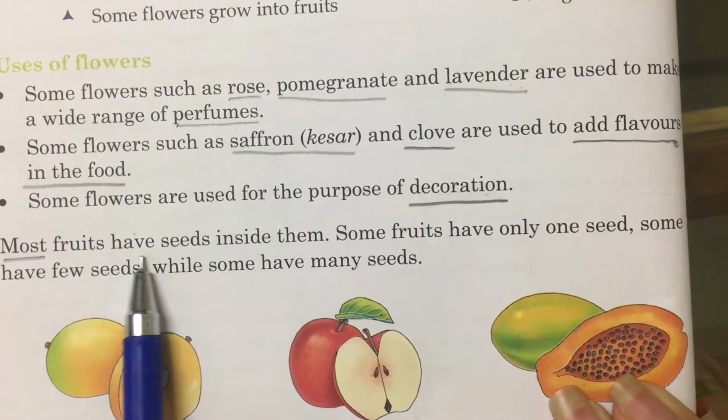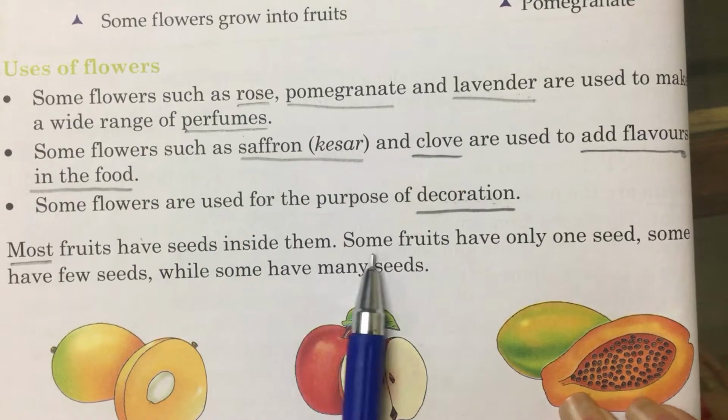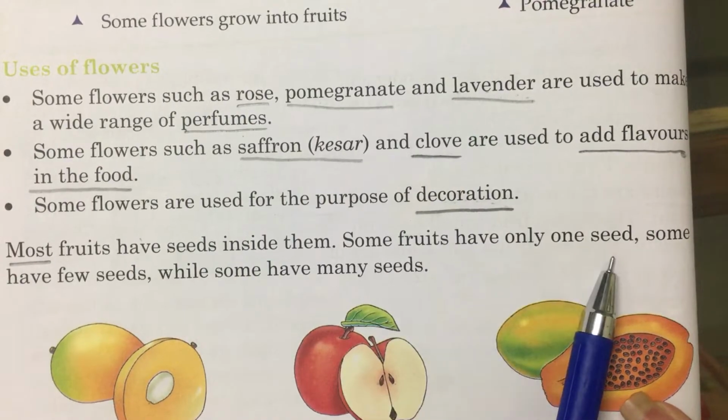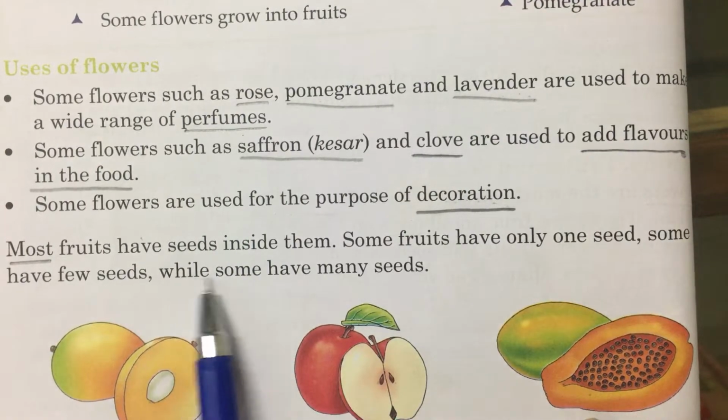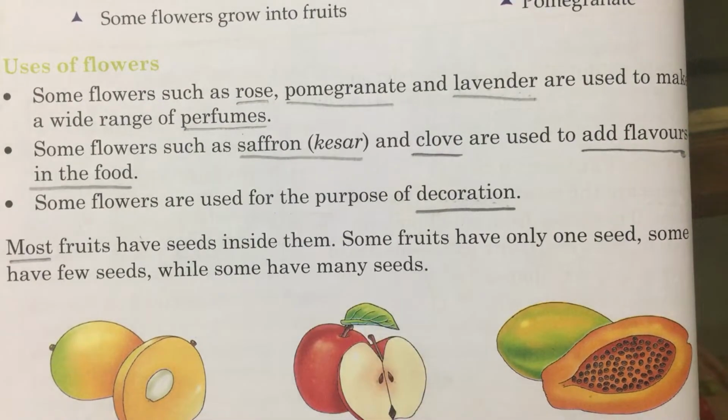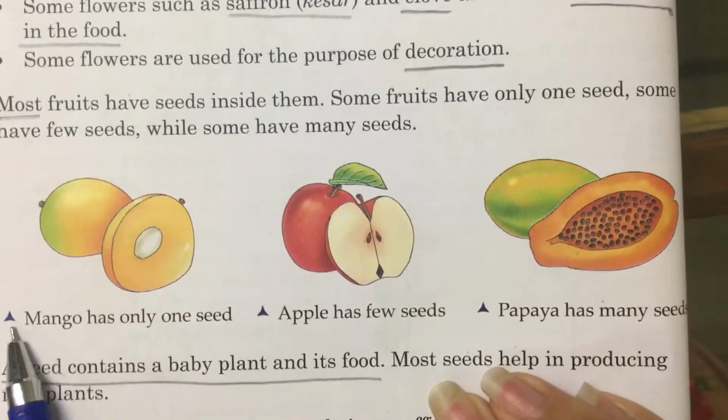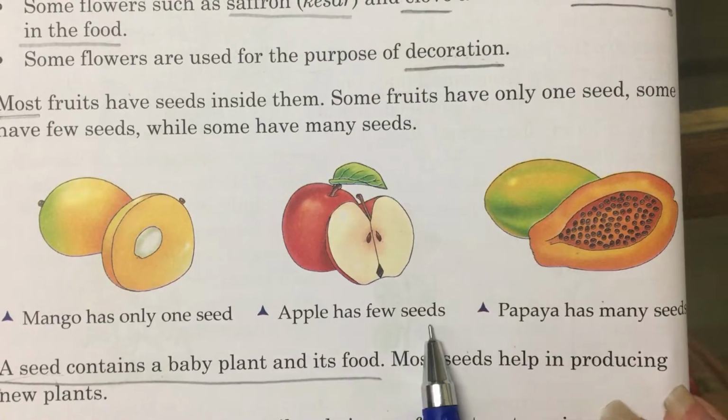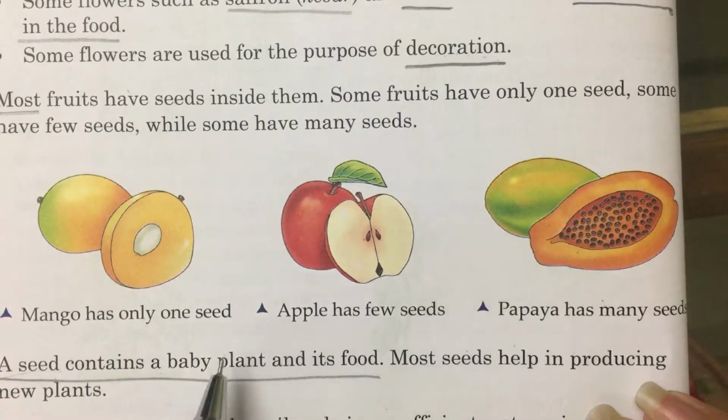Most fruits have seeds inside them. Some fruits have only one seed, some have a few, and some have many seeds. You can see here that mango has only one seed, apples have a few seeds, and papaya has many seeds.